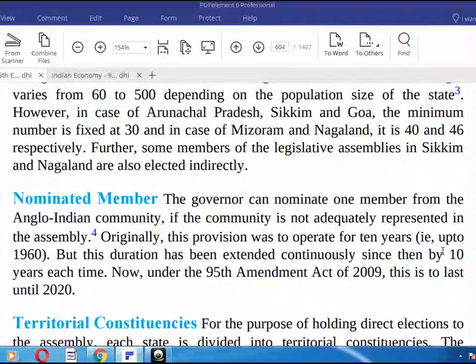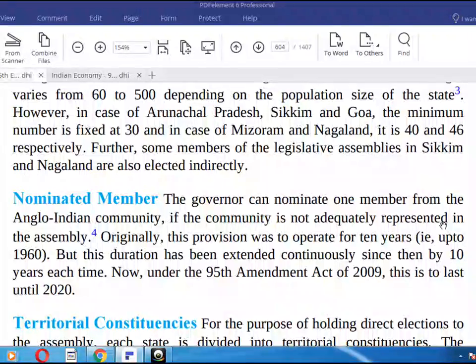Nominated member. The governor can nominate one member from the Anglo-Indian community if the community is not adequately represented in the assembly.